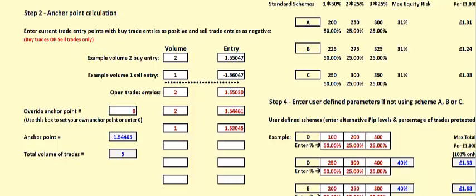The figure in blue of number 5 below the anchor point is simply a total of the volumes that would be used for calculations. So that just comes from the 2 plus 2 plus 1. That's the basic information input.